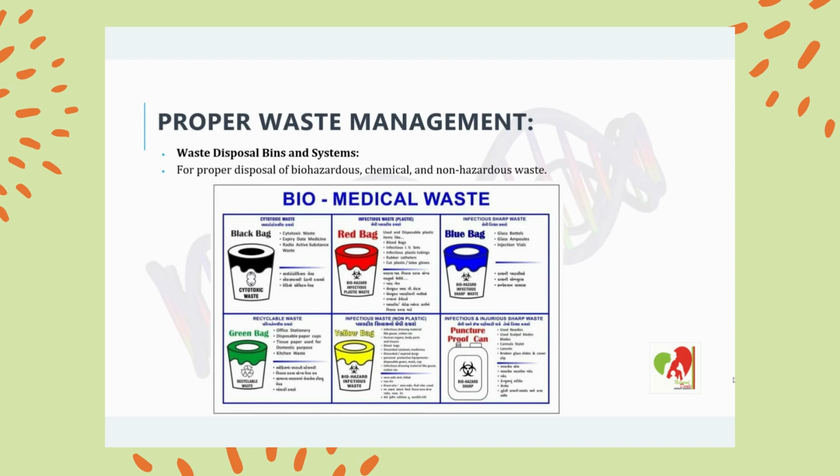See, just a red bag indicates that we need to use it for the blood bag, the infectious IV set, infectious plastic tablets, rubber catheters, and all these things we need to keep in the red bag. In the same way, we need to keep something in a blue bag, or blue bins, like glass bottles, glass ampoules, and injection vials, etc.